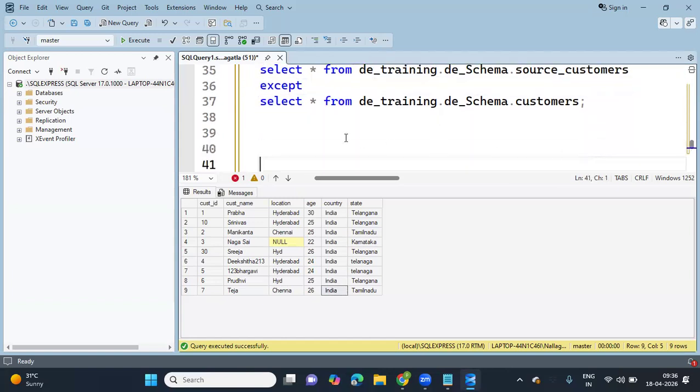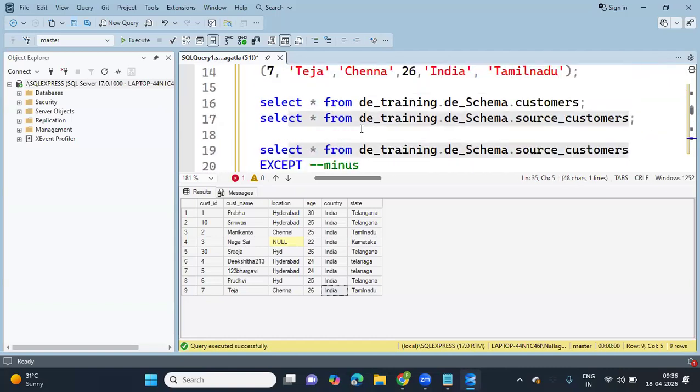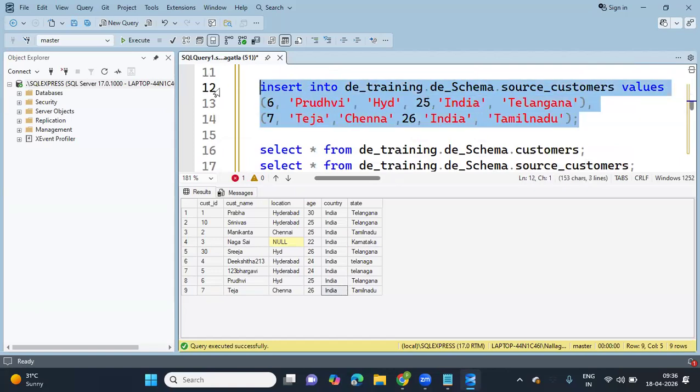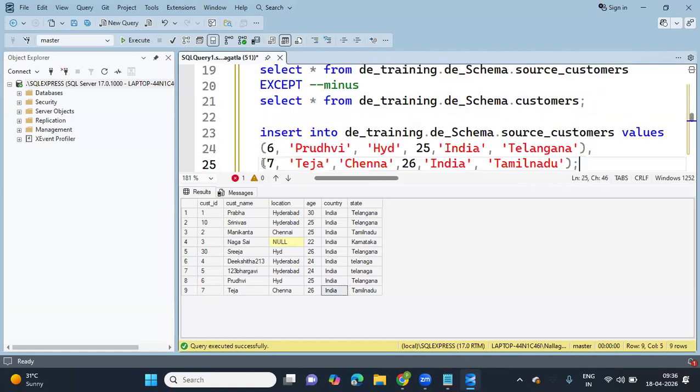So how we can do it is, now into the source table, let's insert a few more rows. Where is this insert statement? I'll insert 2 more rows with IDs 8 and 9. Let's see the names.